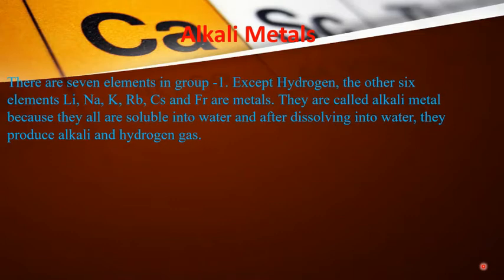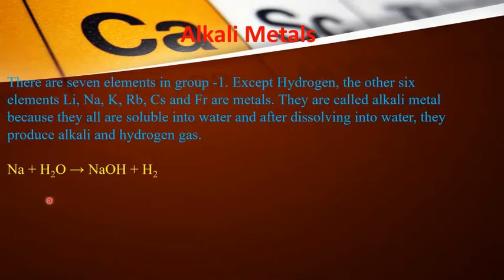Why are these elements called so? There are 7 elements in group 1 and except hydrogen, the other 6 elements are metals. They are called alkali metals because they all are soluble in water, and after dissolving in water, they produce alkali and hydrogen gas. So they are called alkali metals because they produce alkali.